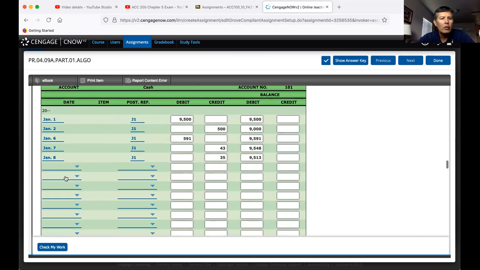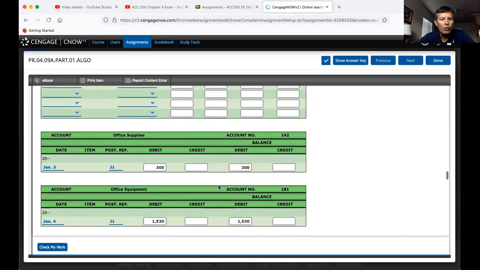So cash right here, January 10. We're still, this is our last J1. Okay, now we had 370. Now I got to go 9513 plus 370 equals 9883. 9883. Okay, that's our balance.